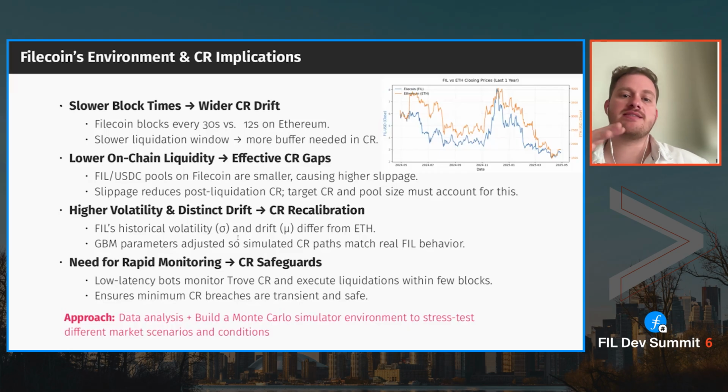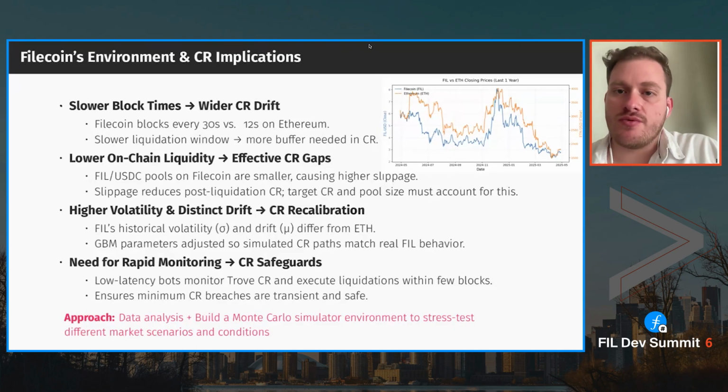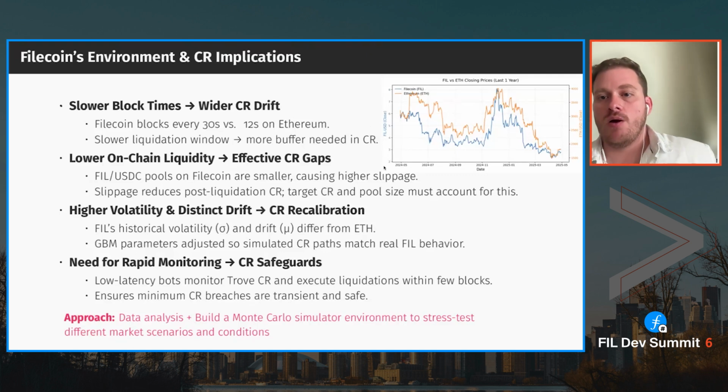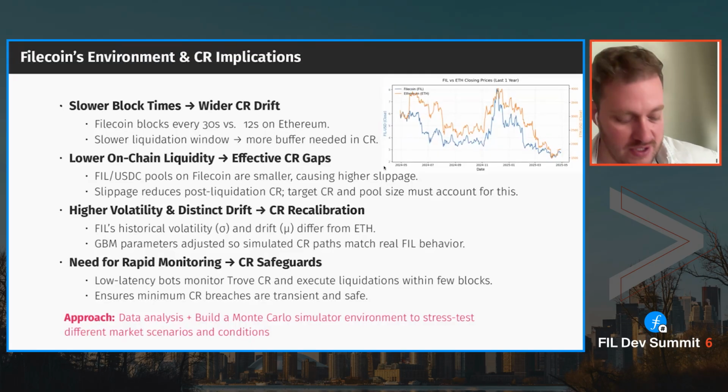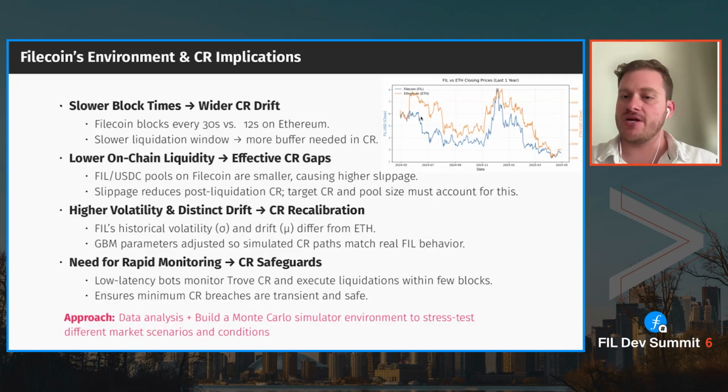The second thing is that there's typically less on-chain liquidity in Filecoin than in Ethereum. And the third one is that even though, as we can see here in this plot, they have a very correlated price path, Filecoin has more volatility than Ethereum, right? So this volatility can in turn translate into bigger swings in a short period of time, and this can in turn affect the collateralization ratio.